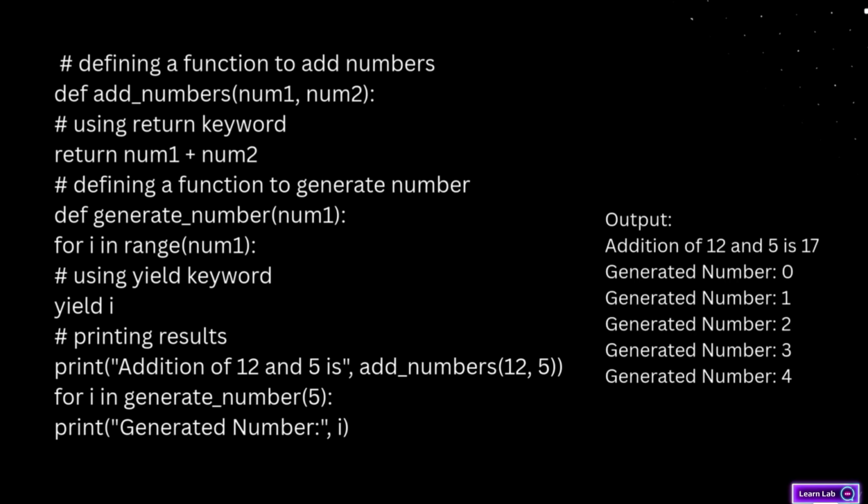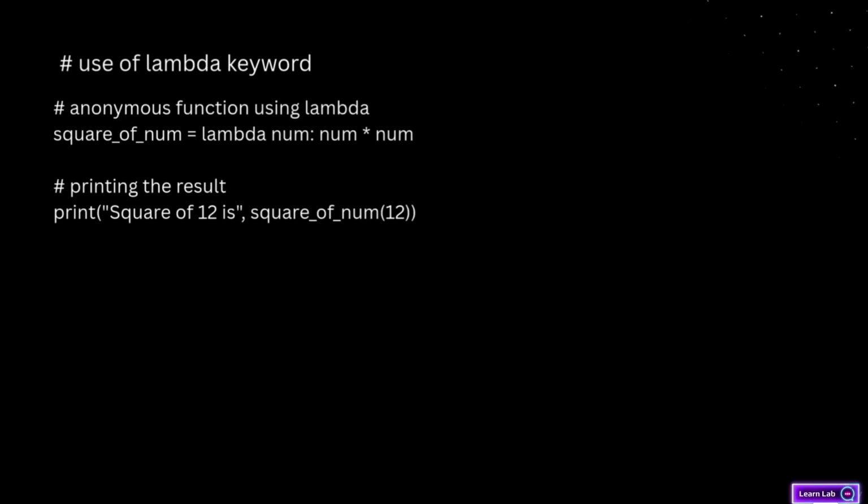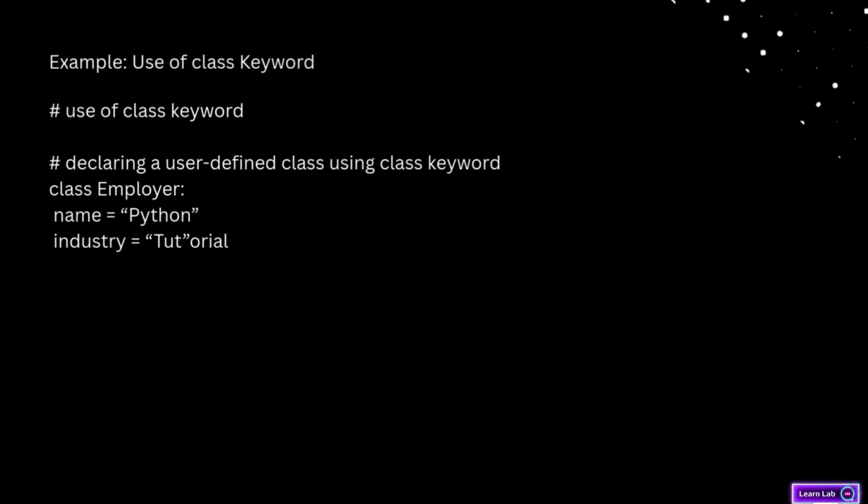Next, we will see the example for the use of the lambda keyword. Here we have used the lambda keyword to define an anonymous function to return the square of the numbers passed to it, and the output is this. Now the example for the use of the class keyword. Here we have used the class keyword to declare a user-defined class.